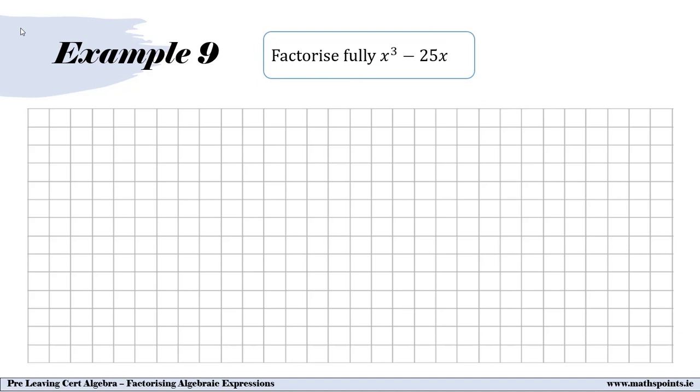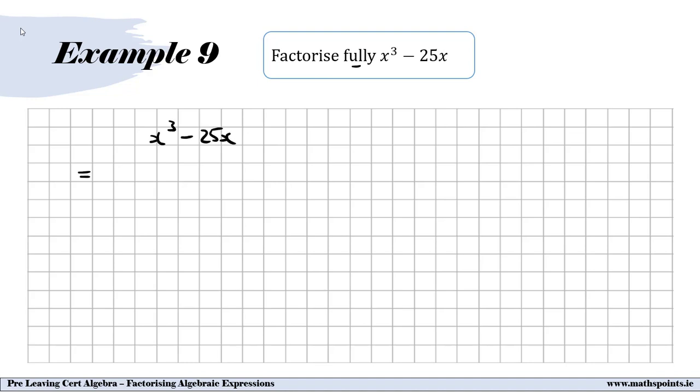So what we've done in the previous 8 examples is we've taken 2 examples of each of the 4 different factorization types we learned at Junior Cert, and we just revised those. What we're going to do in example 9 and 10 is just put a slight twist on those to show where factorization could be used as part of a further or more difficult example. So in example 9, we're asked to factorize fully, and the word fully is important, x cubed minus 25x.